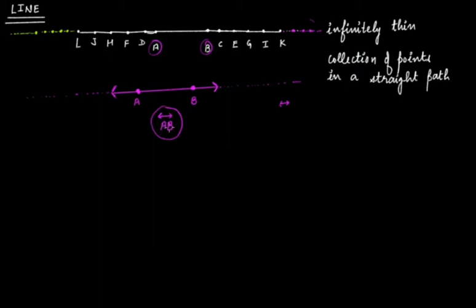Again, A and B are not the endpoints, therefore there will be no endpoints of any line, and a line is always infinitely thin. Here you can say that it's not looking thin, but just think of it as an infinitely thin concept, a collection of points in a straight path, where you can place as many points as you want, and it will go on extending on both the ends.